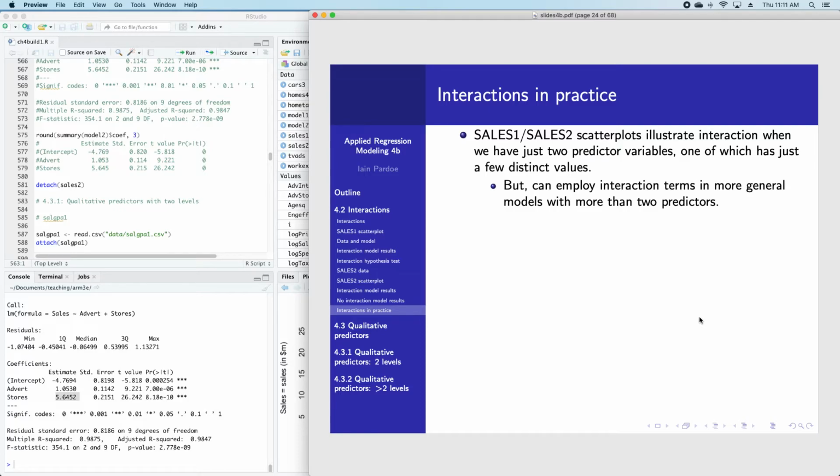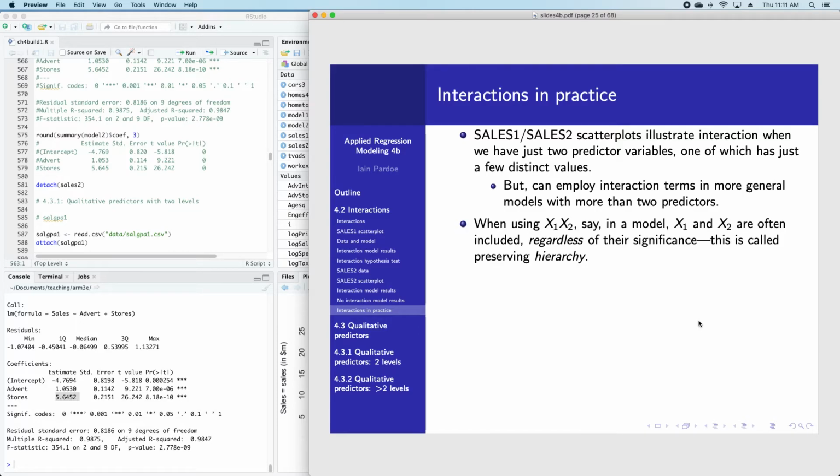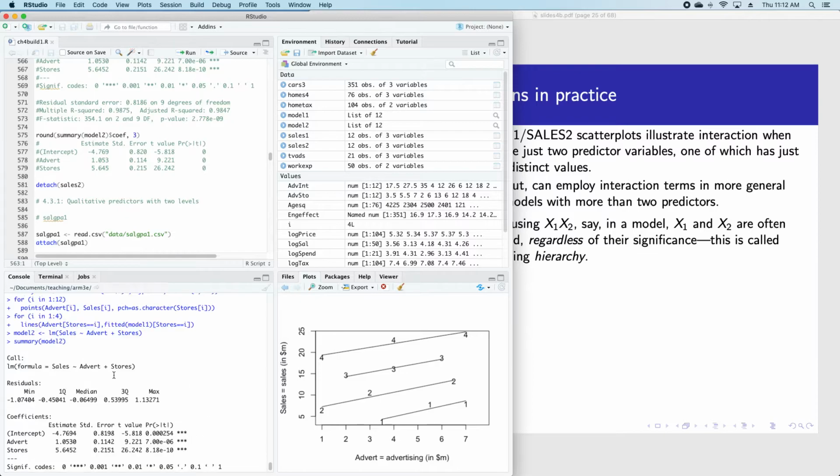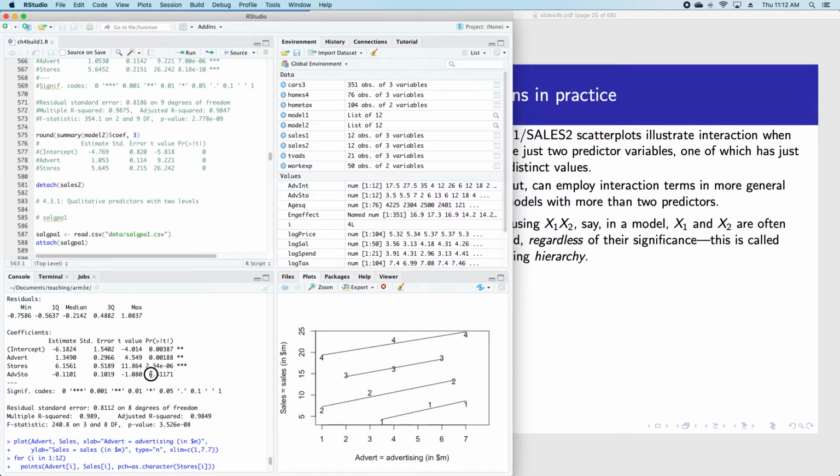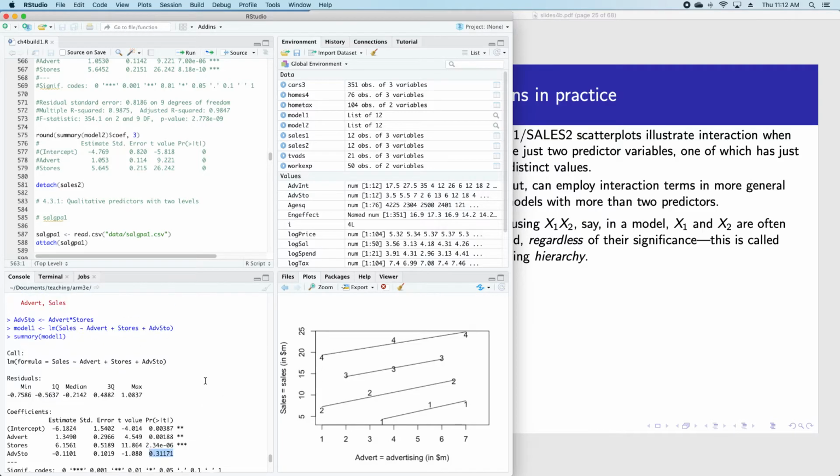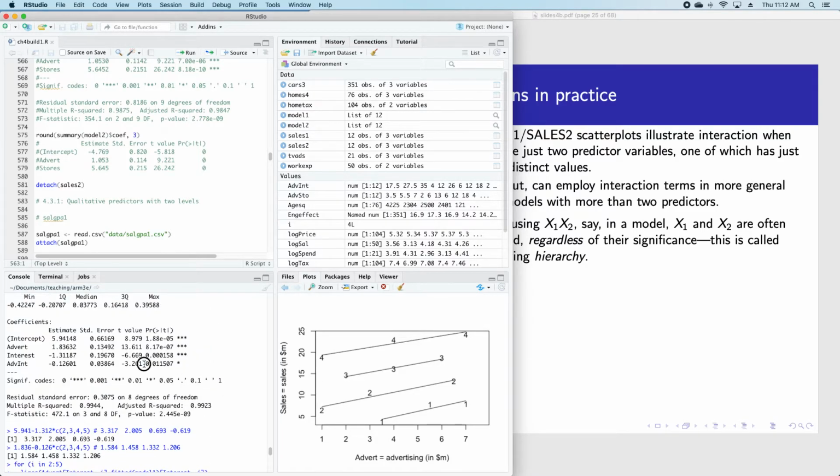So in general, in more complicated examples with multiple predictors, we're not necessarily going to be able to look at nice simple graphs like this that show us what's going on, but the same principle applies. So we can add an interaction term to our model and test it to see if it's significant or not. And if it's not significant, we can drop it from the model. Whereas if it is significant, then it has value in our model.